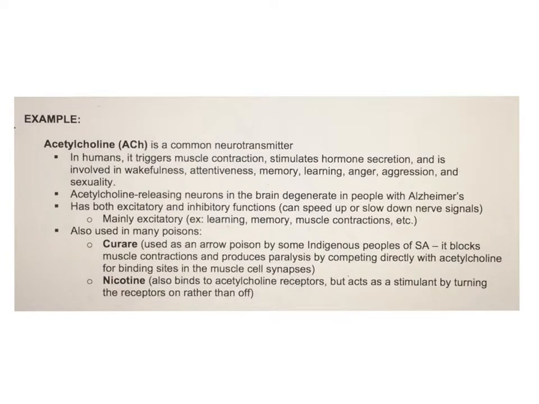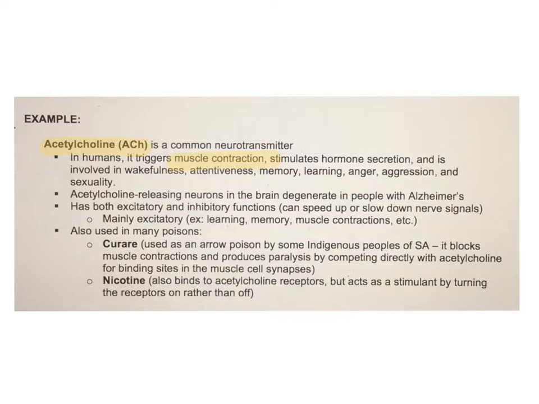So an example of a neurotransmitter is acetylcholine, or you'll see it as ACH. Acetylcholine is a common neurotransmitter, and it's needed to basically do almost everything in our body. So for us, it triggers muscle contraction, and therefore if it triggers muscle contraction, it's the thing that helps us move, it's the thing that helps us talk, it's the thing that helps us with all of our behavior.